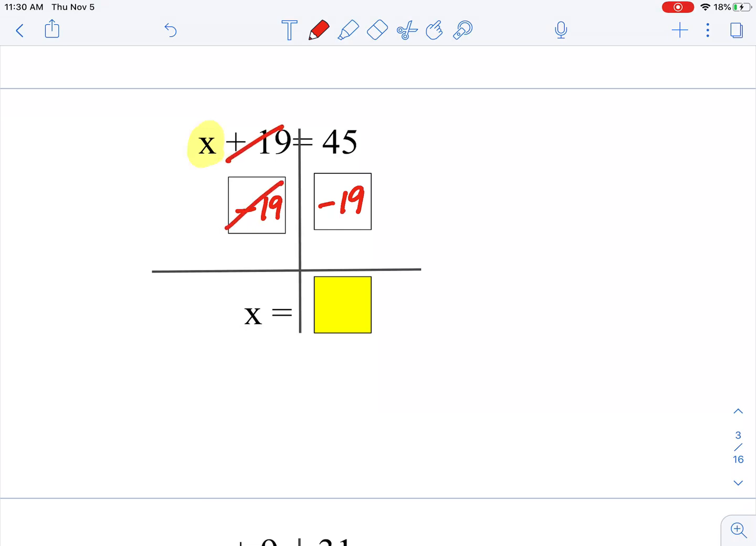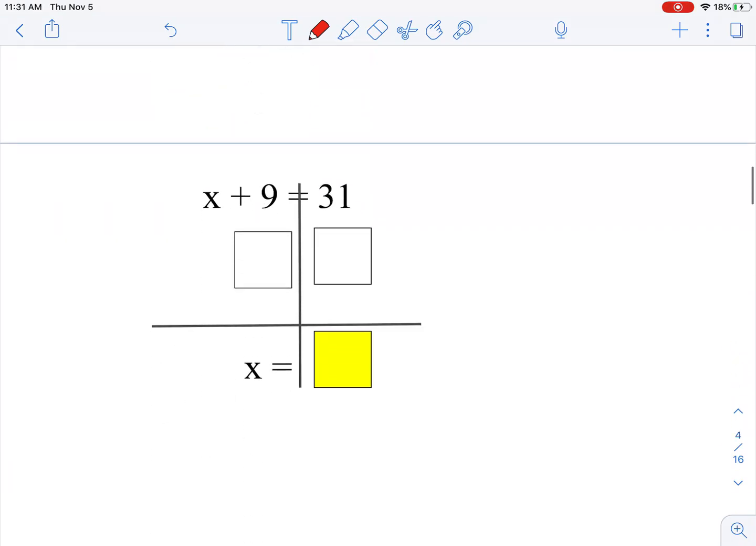These two cancel out because think about it. If you had $19 and you spent $19, you would have no dollars. So it's gone. So all I have left is that x. And then on the right side, I do 45 minus 19, which is 26.